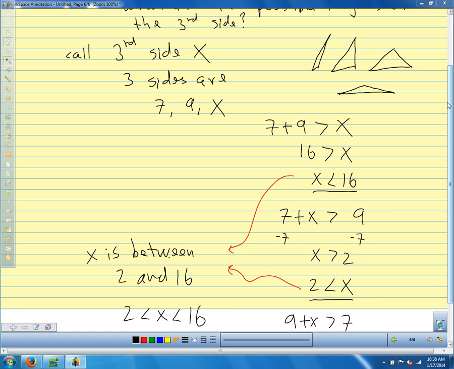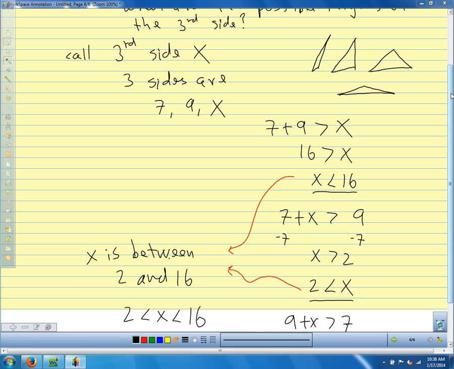Questions there? So we do these kinds of problems exactly like we did the one before. Just add the two sides together in pairs, and those two have to add up to more than the side that we left out.